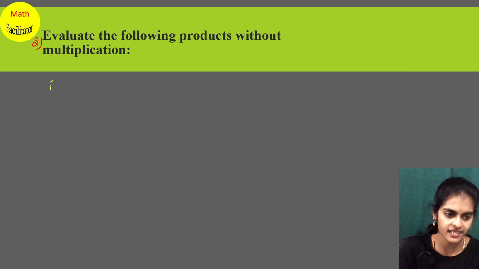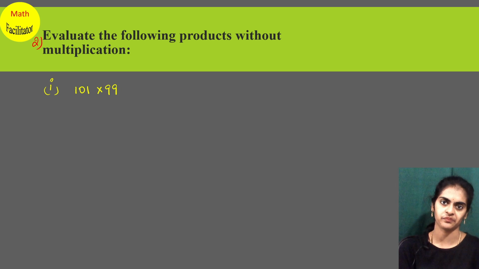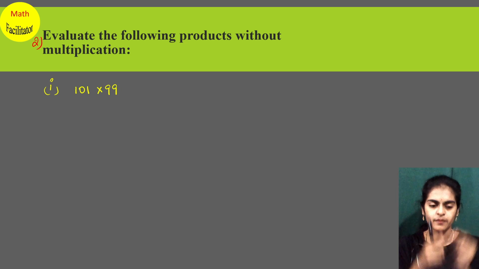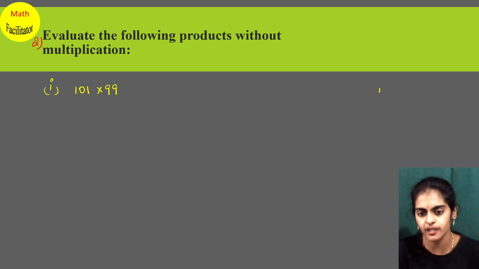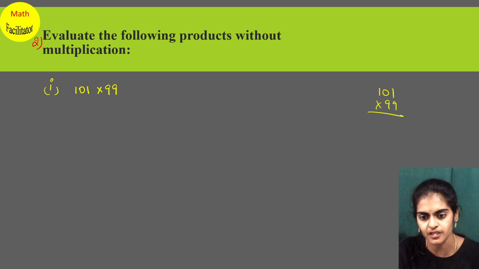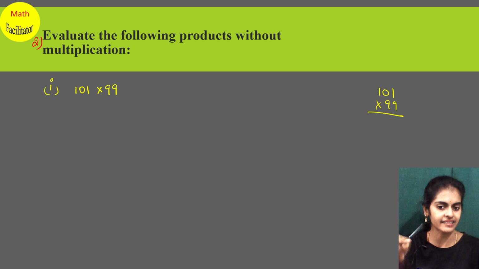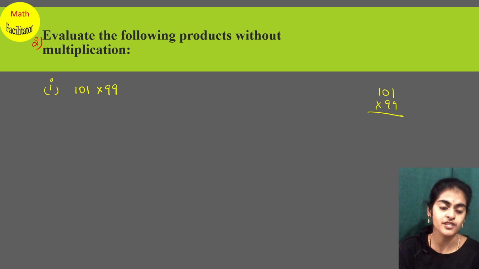So the first question is 101 multiplied by 99. Instead of multiplying it directly, how do we do it? Without actually multiplying it in this way, you need to find the products using identities. So let us try it.